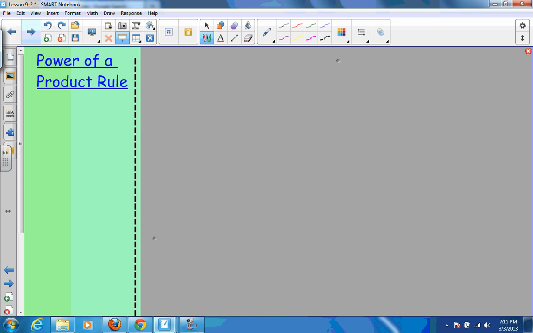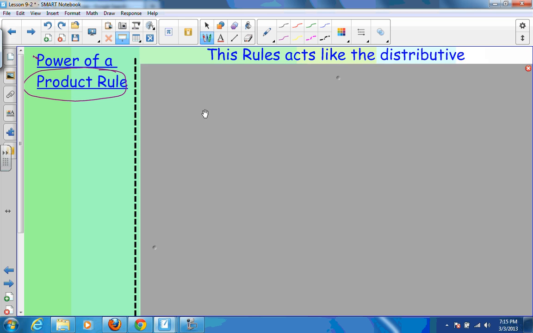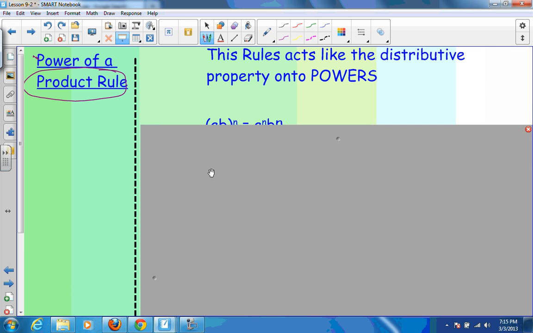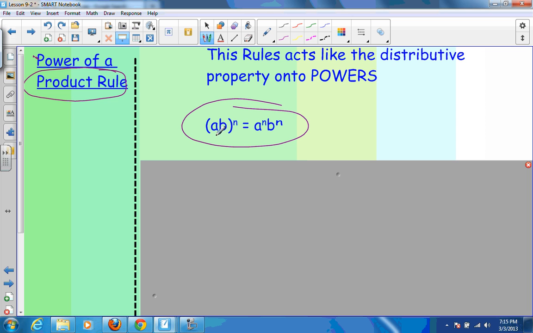Okay, last thing we're going to talk about today is the power of a product rule. Okay, power of a product. This sounds like we're going to be taking a product of something and taking it to a power. So if we look, and I want you to look at this first, that's exactly what we have. We have a product, A times B, and we're taking that to a power.